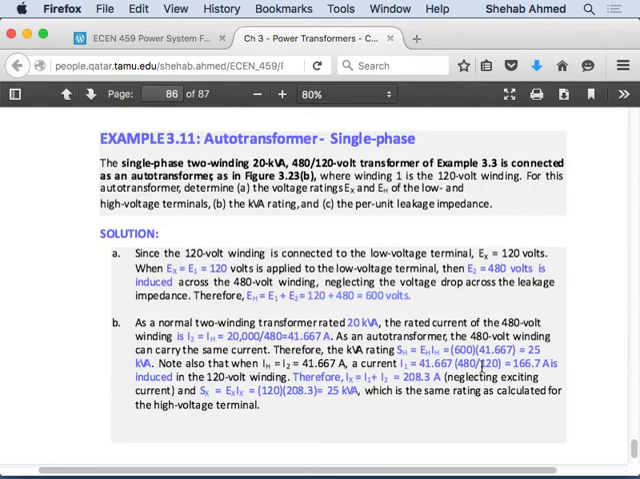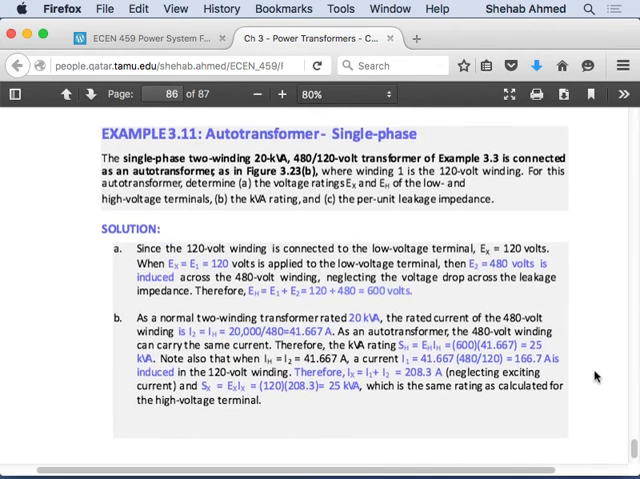Okay, so let's go through this example. A single phase 2-winding transformer. This was the single phase transformer originally, the 480 to 120 volt, connected as an autotransformer, right? So the high voltage winding is 480, the low voltage winding is 120 volt, and this is the power rating of the transformer. You're connecting it as an autotransformer, where winding 1 is the 120 volt winding. For this autotransformer, determine the voltage rating on the high voltage side and the low voltage side, and the power rating, the kVA rating, and the per unit leakage impedance, right?